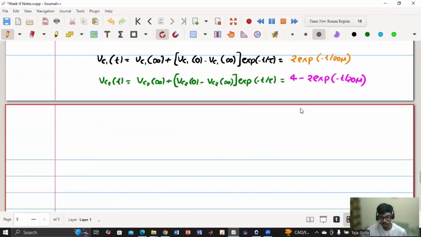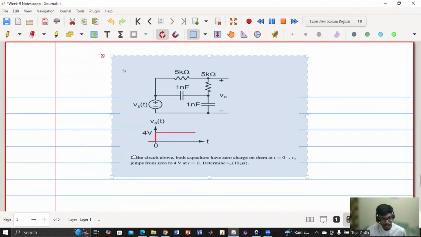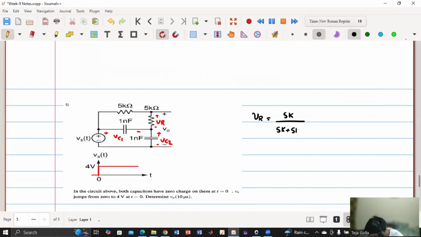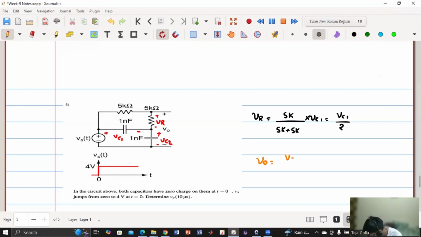Yes, sir. So now I'll go back to the question. They are asking V naught of t. So I'll write V naught of t in terms of VC1 and VC2. Plus minus, this is VC2 and this is VC1. Now this voltage, let it be VR. Can I write VR is equal to 5K by 5K plus 5K into VC1, which means VC1 by 2? Yes, sir. So now my V naught becomes VC1 by 2 plus VC2. Agree? This is my overall final solution.